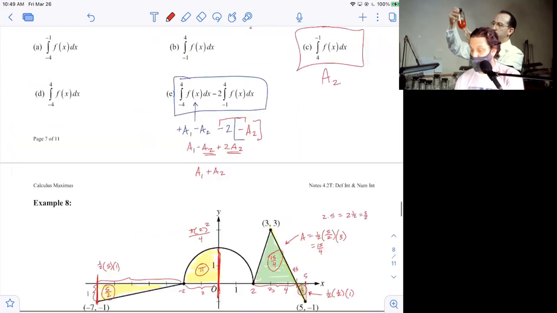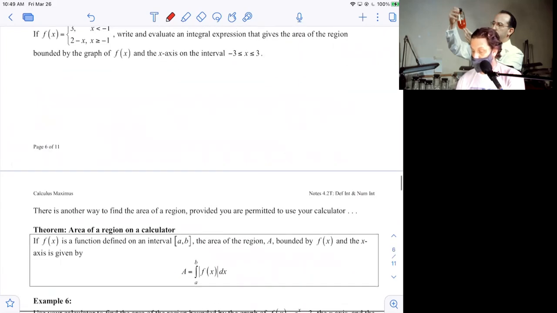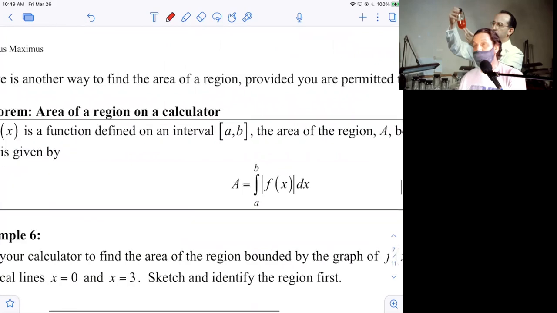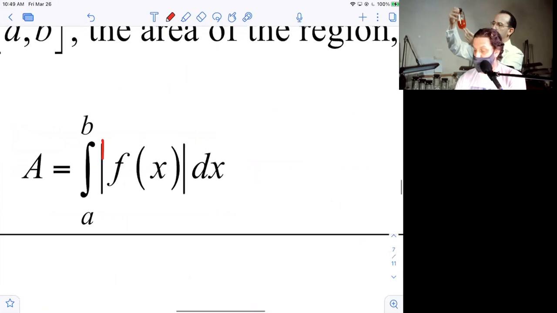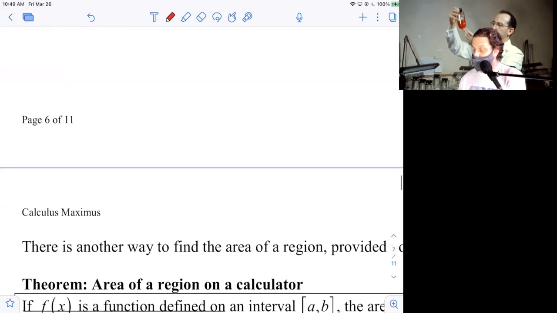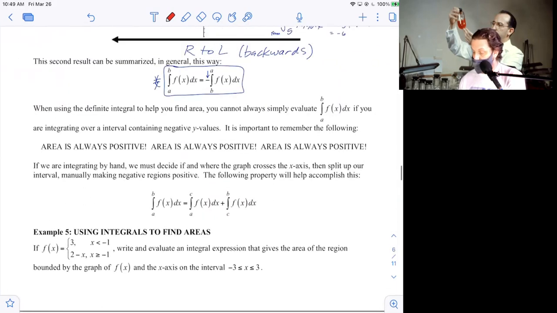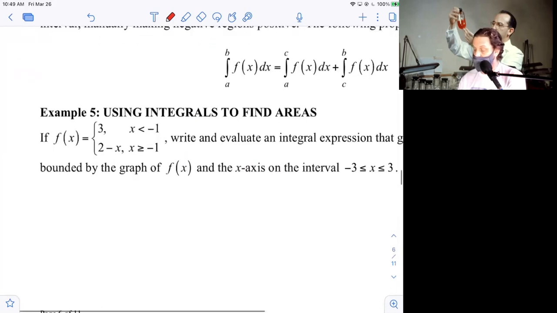All right? So far, so good? Now, I'll just throw this in here. If you're ever asked to find an area on a calculator question, then you don't have to worry about where the function is positive or negative. You could just take the integral from a to b, and you could take the absolute value of the function. That turns everything positive, and then you integrate straight across. But that's not the way we want to do it if we don't have the calculator, because that makes it really, really hard. Now, let's backtrack up here to example 5, okay?